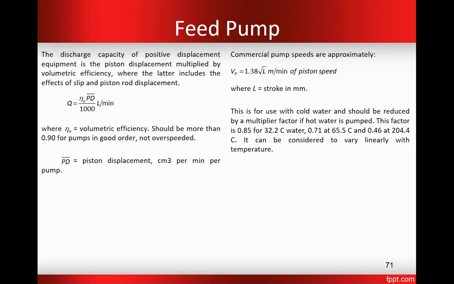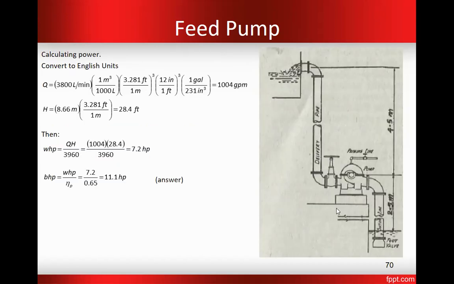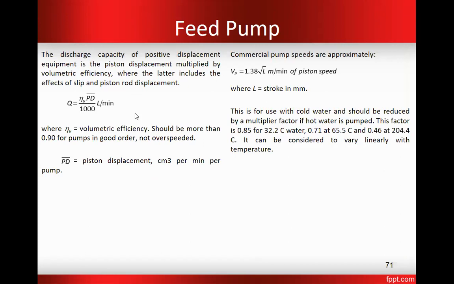So next, the discharge capacity of, ito sa centrifugal. So dito tayo sa next, the piston displacement. The discharge capacity of a positive piston displacement equipment is the piston displacement multiplied by the volumetric efficiency, where the latter includes the effects of slip and piston rod displacement. Volumetric efficiency, where eta sub V is the volumetric efficiency, should be more than 90 to 94 percent for pumps in good order, not overspeeded. PD is the piston displacement in cubic meters per minute per pump.